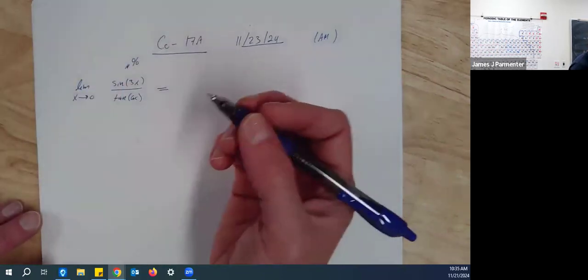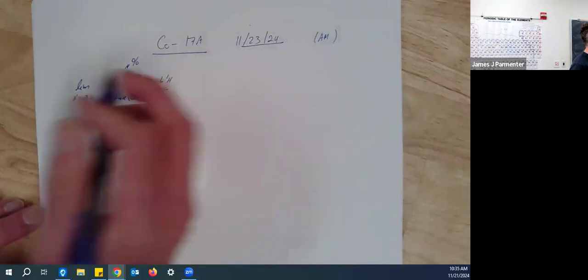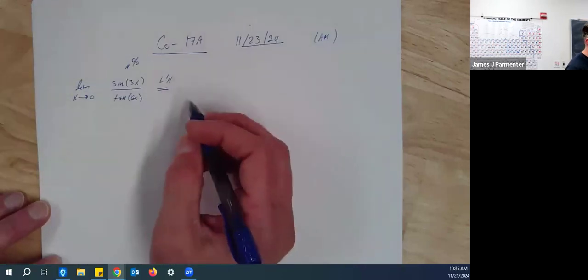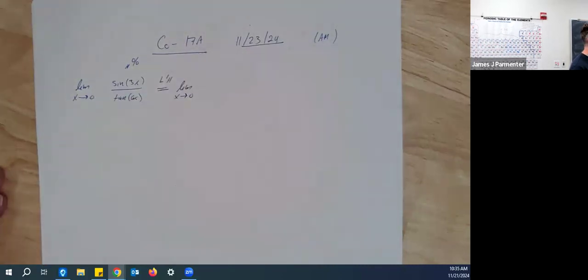And then I think it's worthwhile to write this L apostrophe H above your equal sign. Not absolutely necessary, but I think it's good practice. But what is absolutely necessary is that in this next step, before you do anything else, you write the limit as x approaches whatever it's approaching again. That is absolutely 100% required.